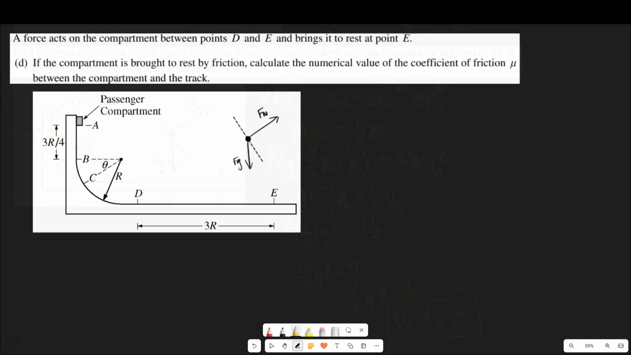Okay, and so D says a force acts in the compartment between points D and E and brings it to rest at point E. If the compartment is brought to rest by friction, calculate the numerical value of the coefficient of friction mu between the compartment and the track. So let's think about what's going on.